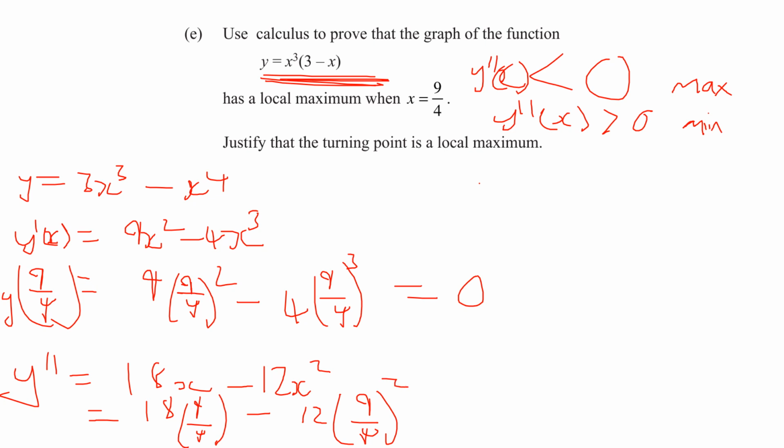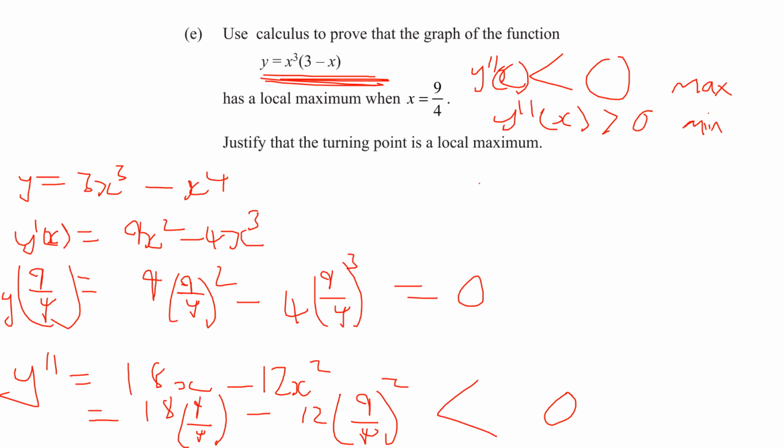To prove that this is a maximum, this should be less than 0. So what do we get if we simplify that? I'm just going to quickly use my calculator because I think I'm too old to try and do it in my head. What is 9 over 4 squared, multiplied by 12? That's 60.75, and then what's 18 times 9 divided by 4?